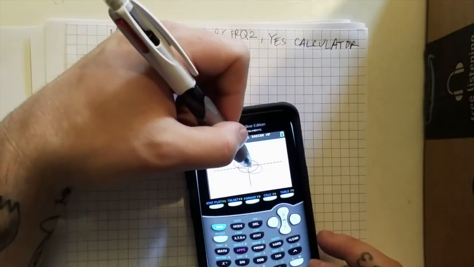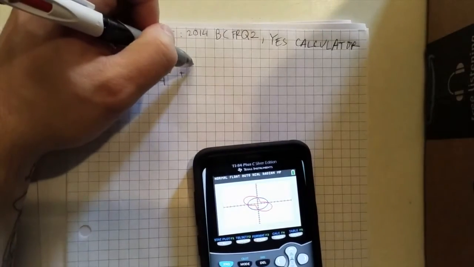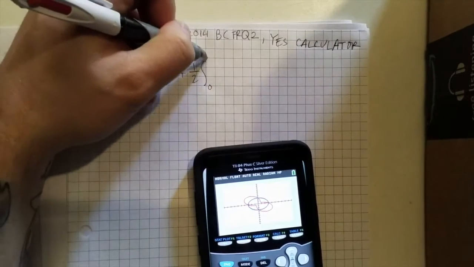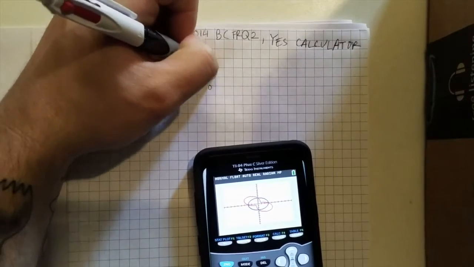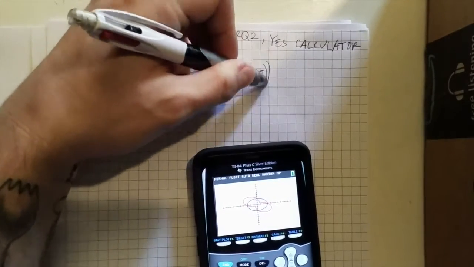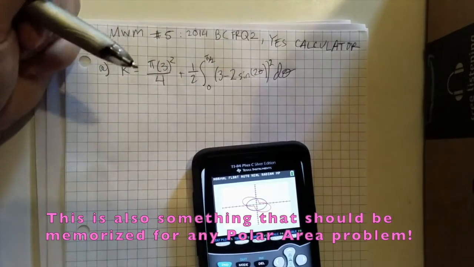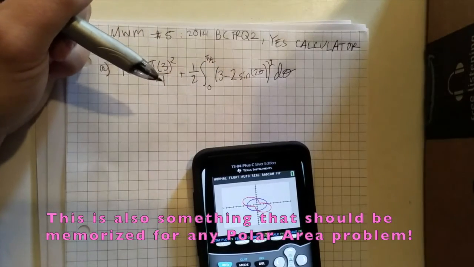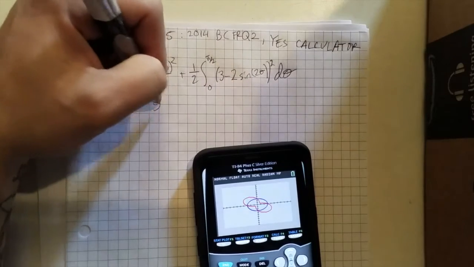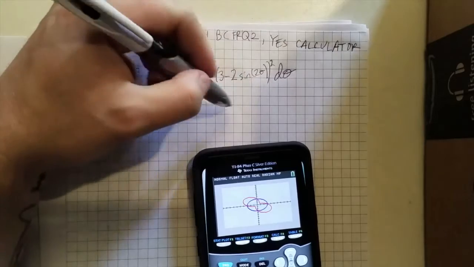Now in quadrant 1, it's just the area bounded by the second curve. So we're going to go ahead and use our 1/2 integral from 0 to pi over 2 of (3 minus 2 sine 2 theta) squared d theta. Because it's 1/2 r squared d theta, remember. Once we're there, you can say we have 9 pi over 4 plus something.